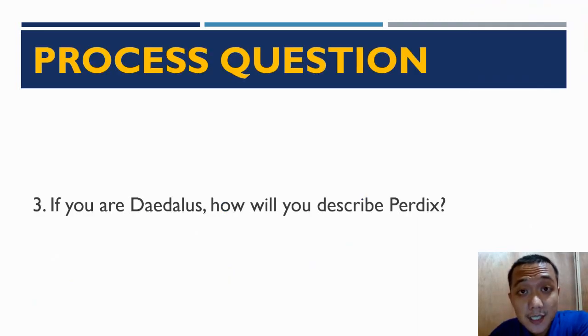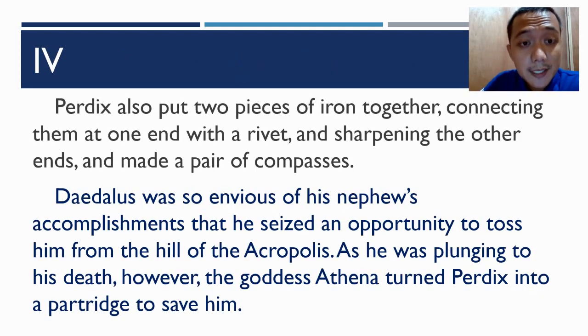And for this process question, if you are Daedalus, how will you describe Perdix? Perdix also put two pieces of iron together, connecting them at one end with a rivet and sharpening the other ends, and made a pair of compasses.